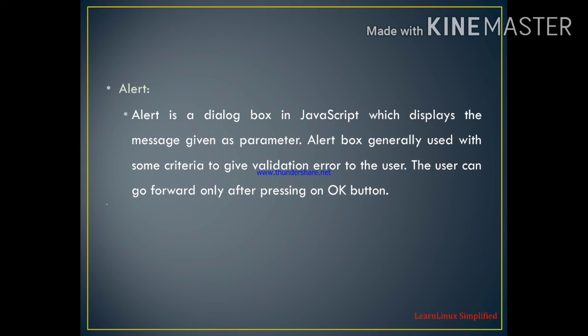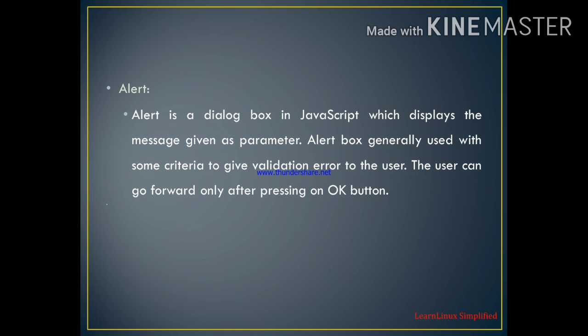Alert box is generally used with some criteria, meaning we are adding a certain condition in a script. If the condition is violated, then whatever error message we need to provide to the user is given as an alert. Once the alert message is displayed on the screen, by pressing the OK button we can rectify our error.